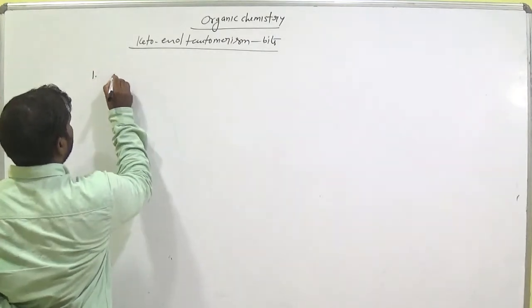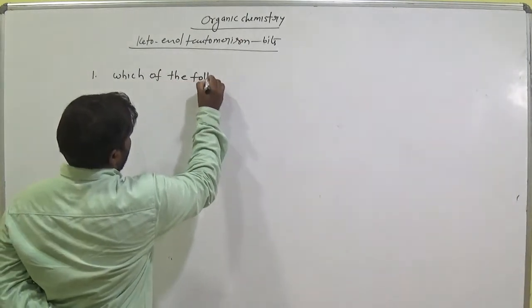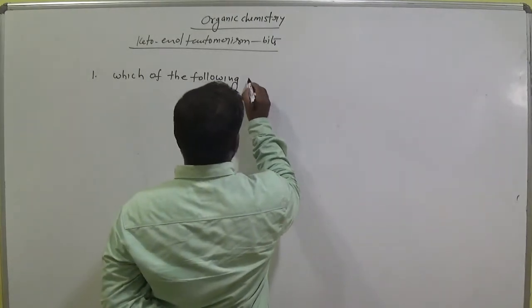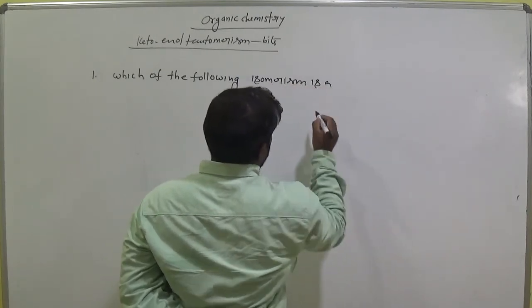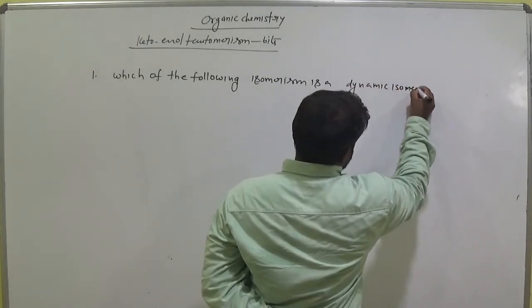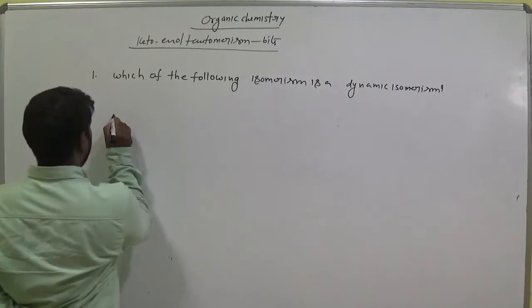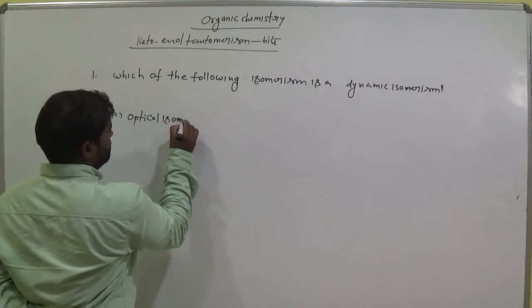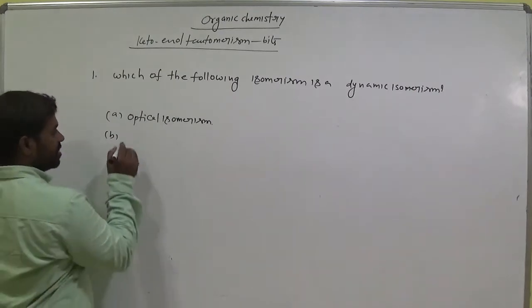Write the first one. Which of the following isomerism is a dynamic isomerism? Option A, optical isomerism. Option B, geometrical isomerism.